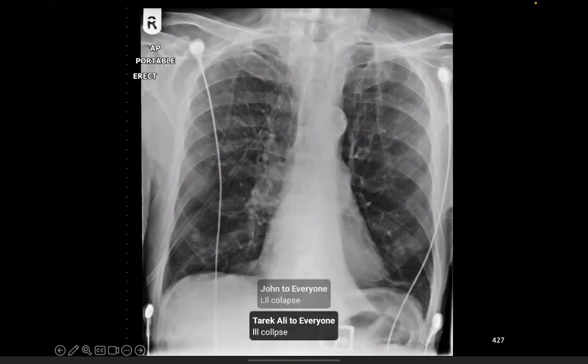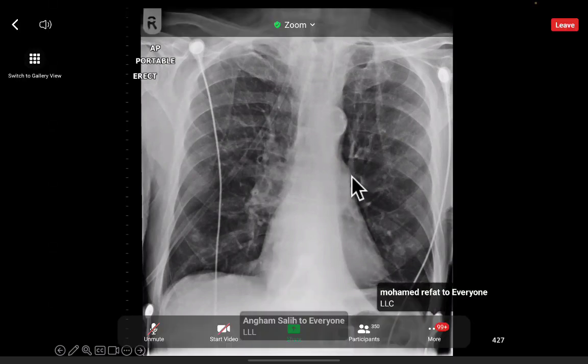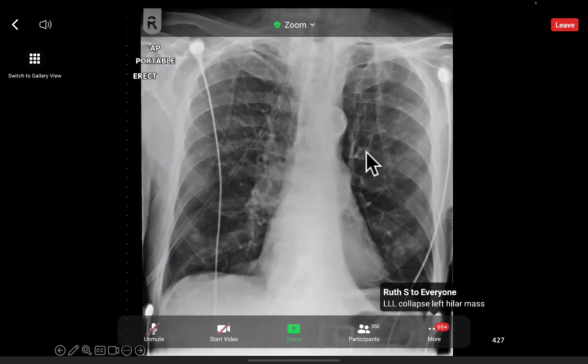Left lower lobe collapse. Yeah, well done. So we've lost the left hilum. It's gone down and been tucked in. We've got hyperexpansion of an already emphysematous lung compared to the other side. It's a bit subtle, really, but there's the sail shape of the left lower lobe collapse behind the heart.